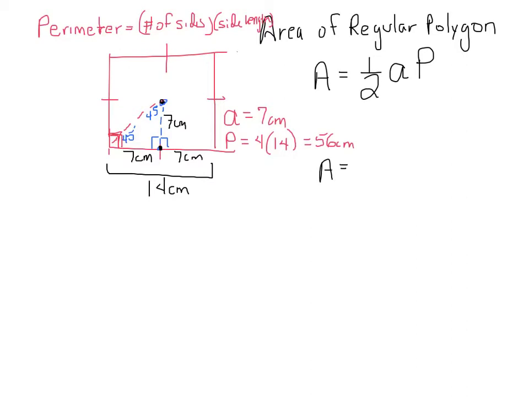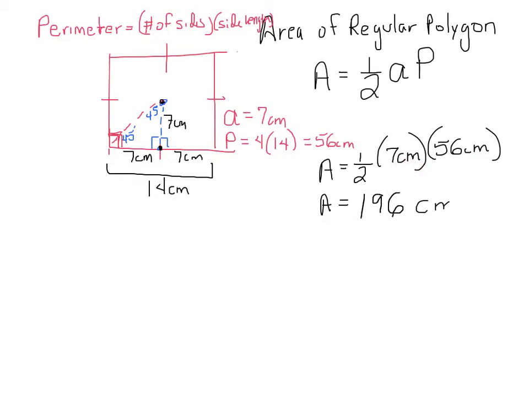So it's A equals 1/2. Apothem is 7 centimeters. Perimeter is 56 centimeters. When you multiply everything across, put that into the calculator. Let me get my calculator because I don't have one. We put in the calculator 0.5 times 7 times 56. We press enter, and the answer is 196 square centimeters, and that is the area of that square.